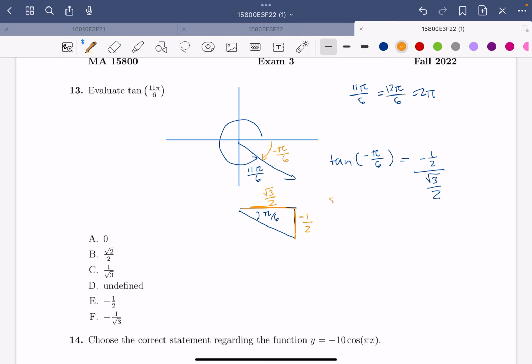Again, tangent is sine over cosine, which means we get negative 1/2 over root 3 over 2, which is what we have over here. Now, if we simplify this, we get that this equals negative 1/2 times 2 over root 3. Basically cancel out the 2's, and you get negative 1 over root 3, and that gives us an answer of F.